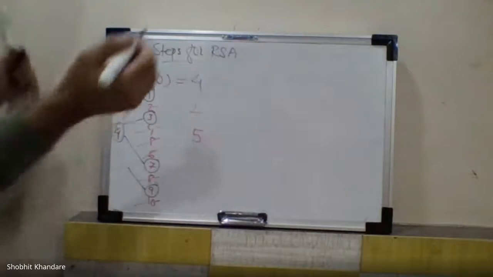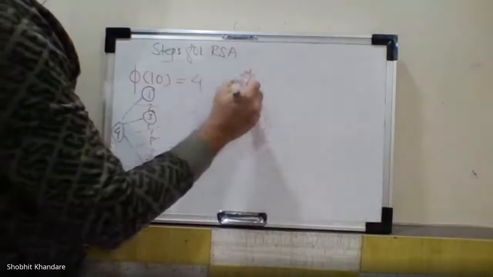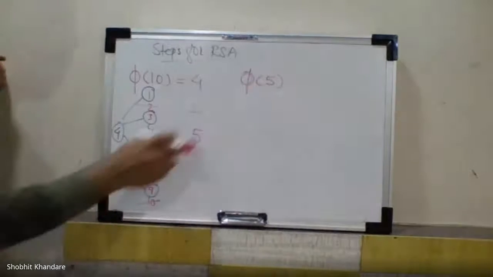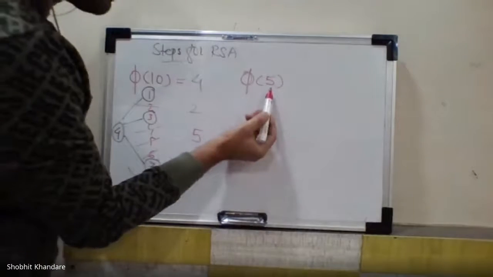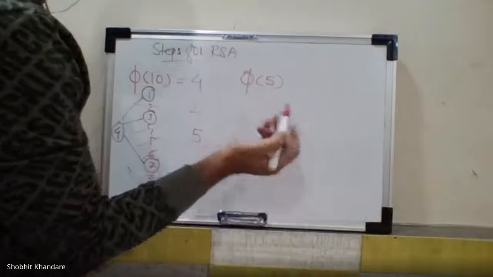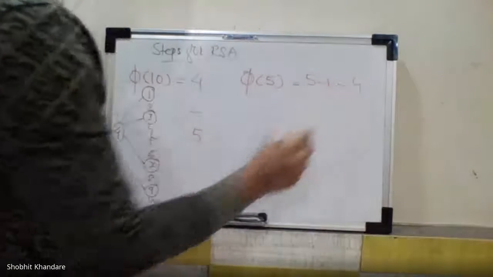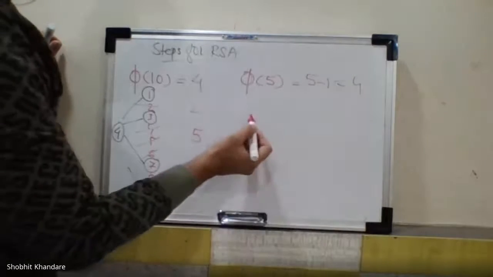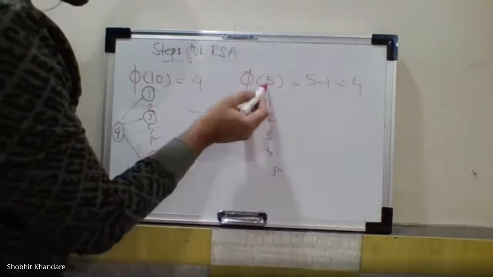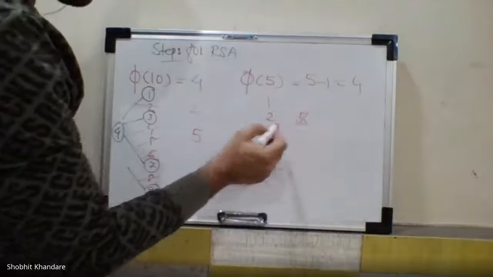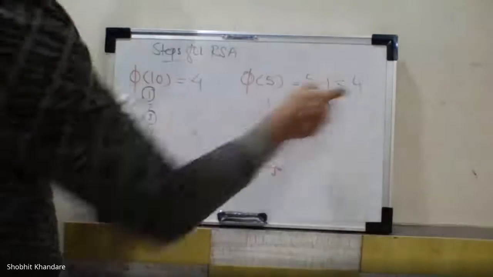Now take another example. If I'm taking 5, find the Euler totient function of 5. Directly we can also write, if this number is prime, then 5 minus 1 is equal to 4. Otherwise, if you want to check, write 1 2 3 4 5. The only factor of 5 is 5 itself, so 5 ones are 5. How many remain? 1 2 3 4. So 4 numbers remain, so directly 4 is there.